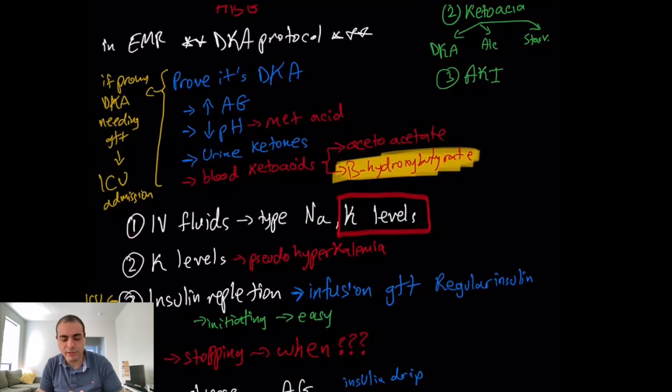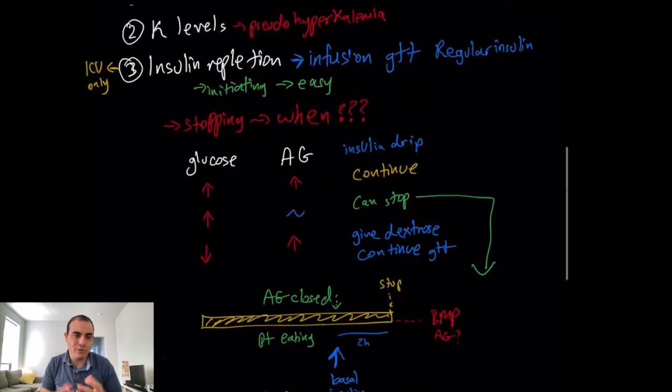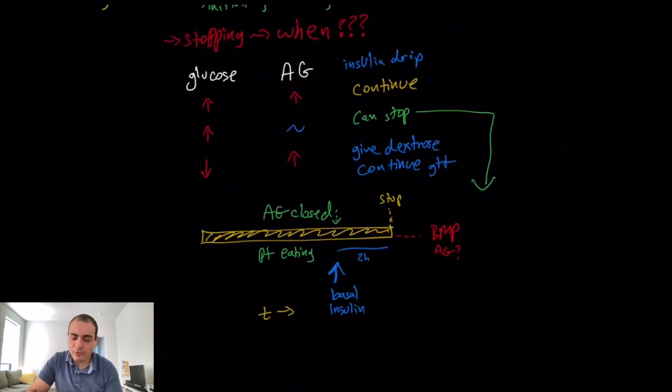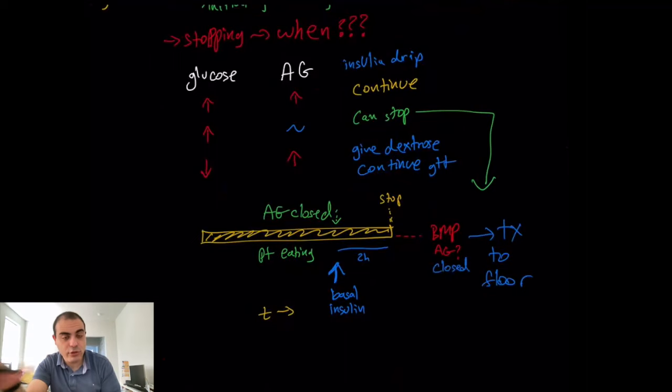Once the patient is out of DKA, it feels good. You're like, I managed this patient successfully. They're out of the ICU. So once this happens, then you can transfer to the floor, once the anion gap is completely closed, even after they ate and after you stop the infusion, which means they can go on the floors.